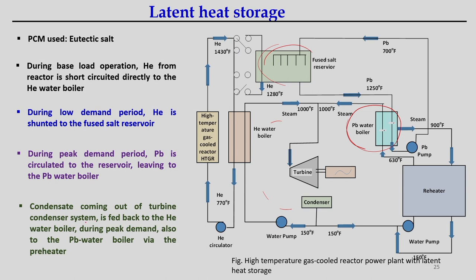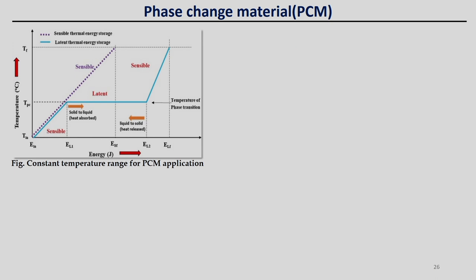Again, water is converted to steam and then the turbine is operated. So, condensate coming out of the turbine condenser system is fed back to the helium water boiler, and during peak demand also to the PB water boiler via the preheater. So it means that when there are off-peak hours, we can use the available energy to store in the phase change process, and when there is a peak demand, that stored energy can be utilized for exchanging heat with the water, and we can produce steam and then expand it in the turbine to generate electricity.